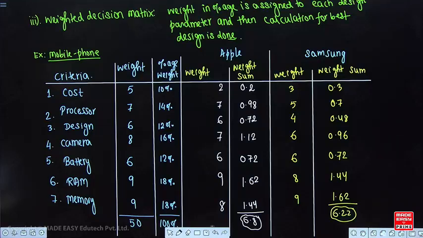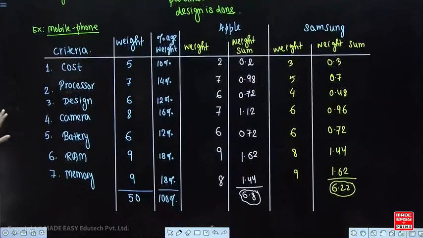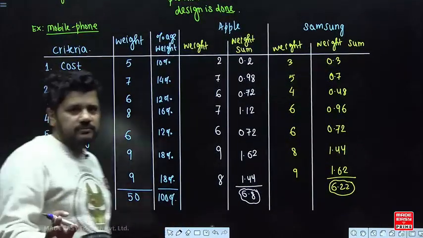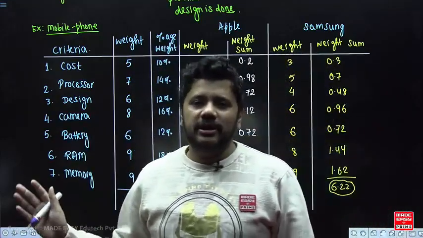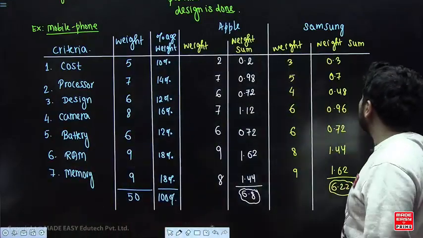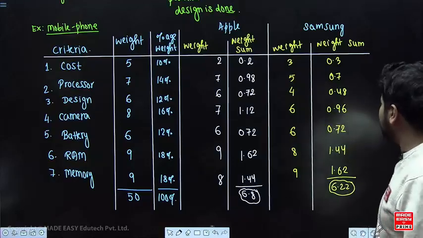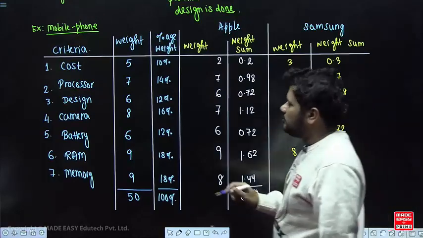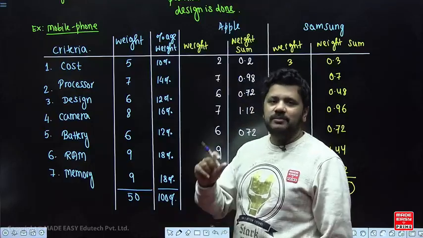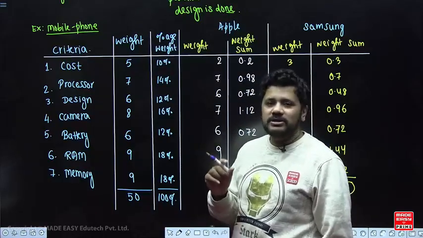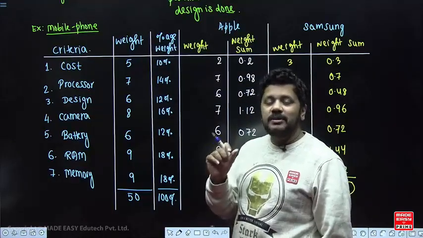See, in this what is happening is, suppose you are going to purchase one mobile phone. Apple or Samsung are the two examples. You can take more examples. You can add OnePlus, Oppo, Vivo, whatever you want. From 1 to 10 you have to give the weight. Weight means the priority, that is, what is the main criteria in that.